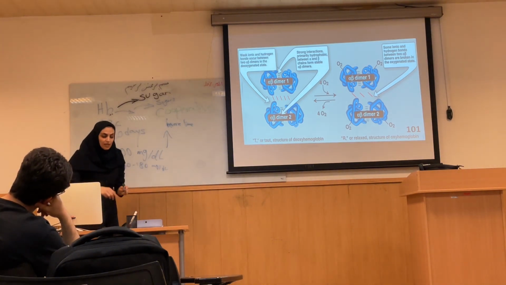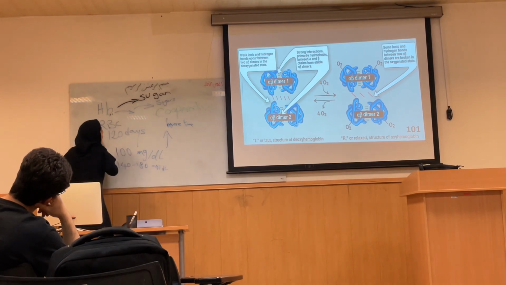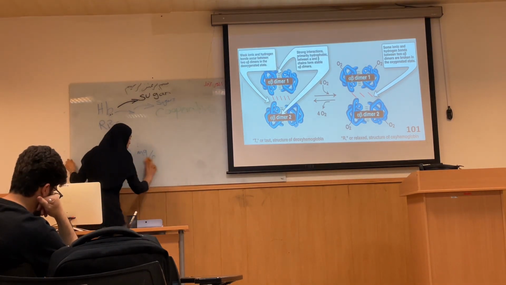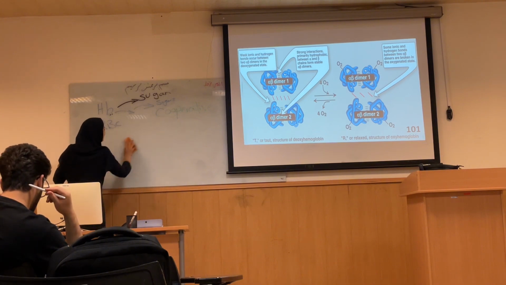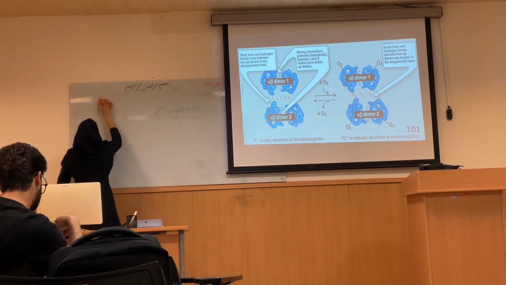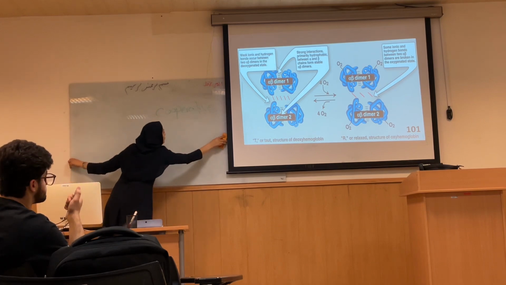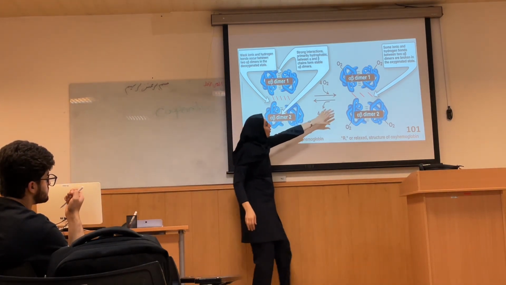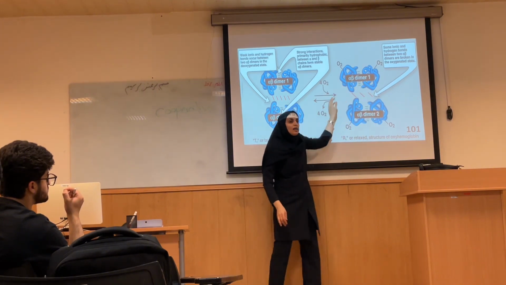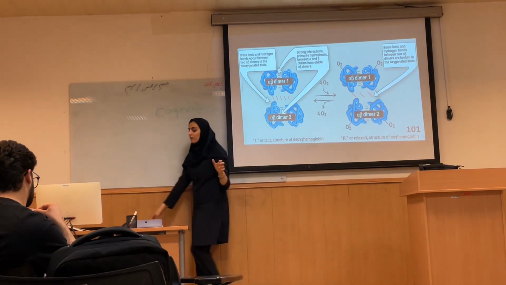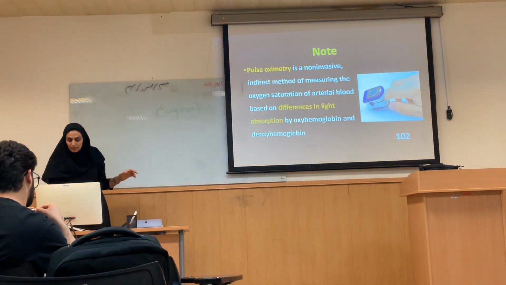The cooperative effect is the effect of proteins with more than one subunit. Some enzymes or some molecules that have more than one subunit have cooperative properties. One subunit helps the others to work more efficiently. Okay? That was about the pulse oximeter.